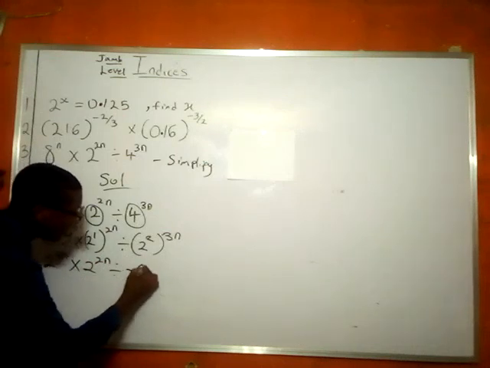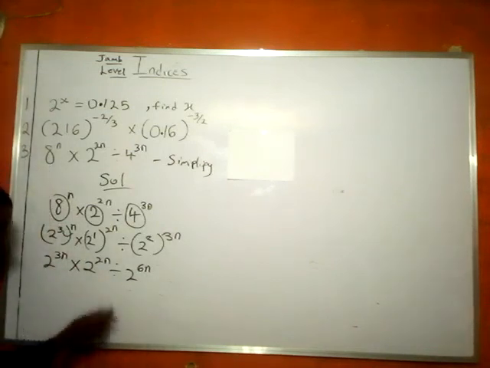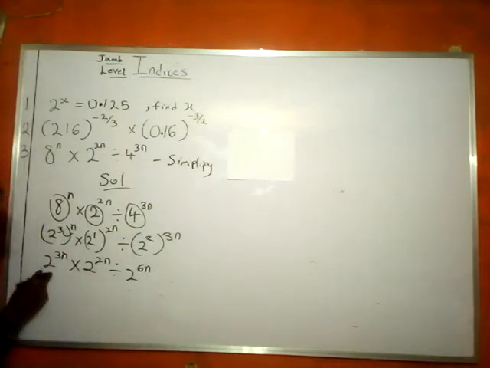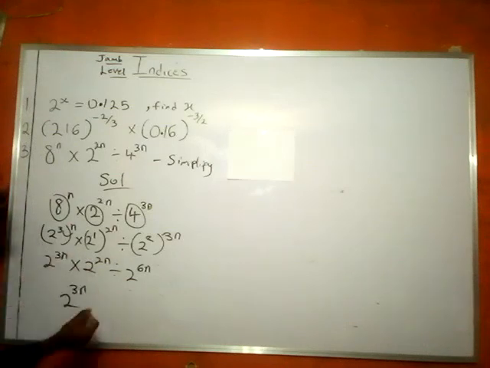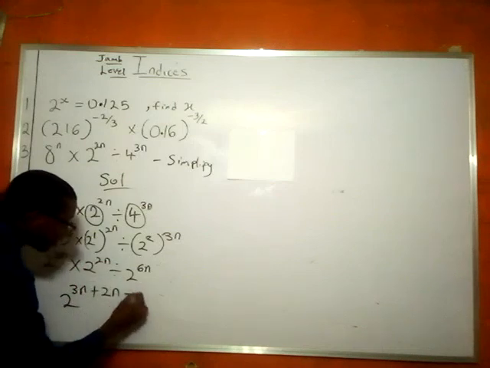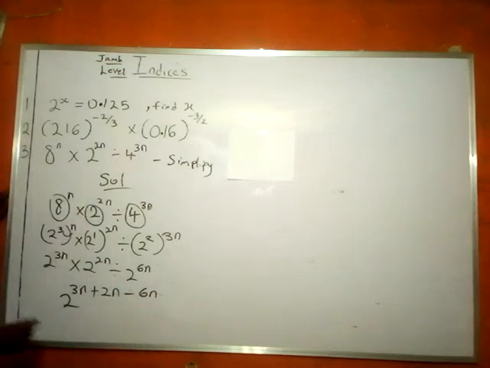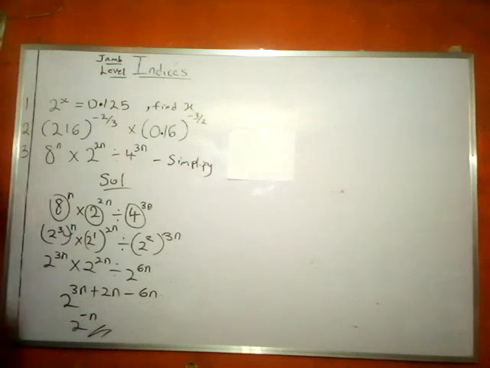And this will give us, we'll pick one of the base, that is the base 2, which will give us 2 raised to power 3n, multiplied, in indices means plus, so it will be plus 2n. Division means minus 6n. And this will give us 2 raised to power 3n plus 2n, which is 5n, minus 6n, which will be 2 raised to the power minus n. And that will be our final answer.